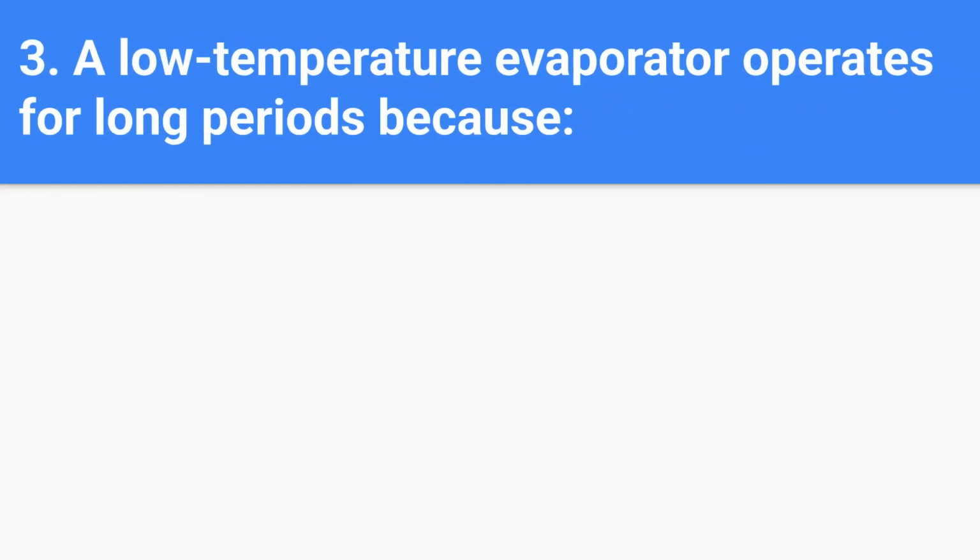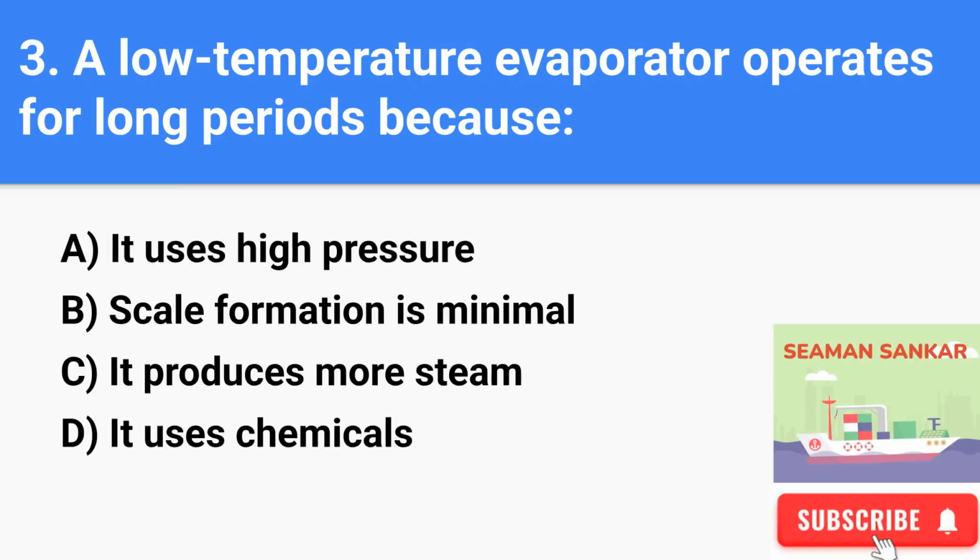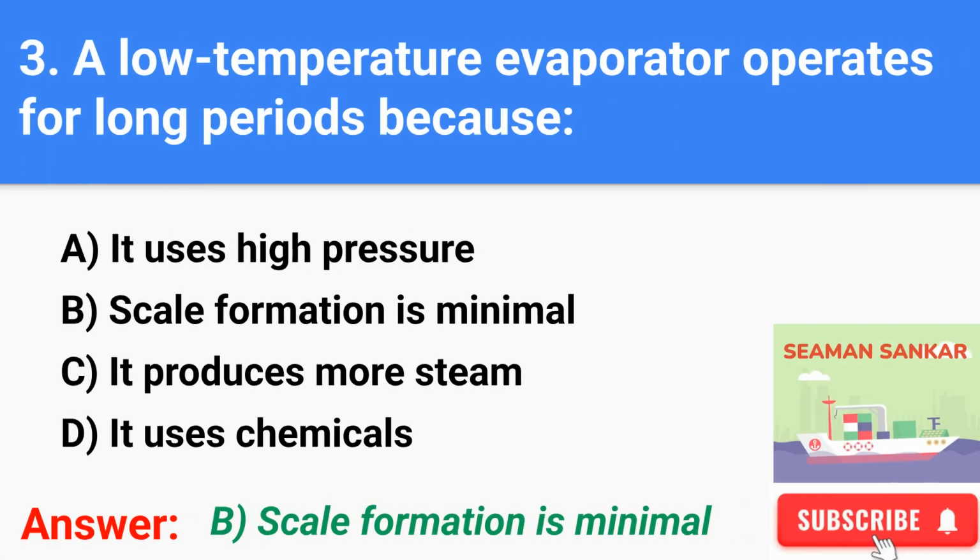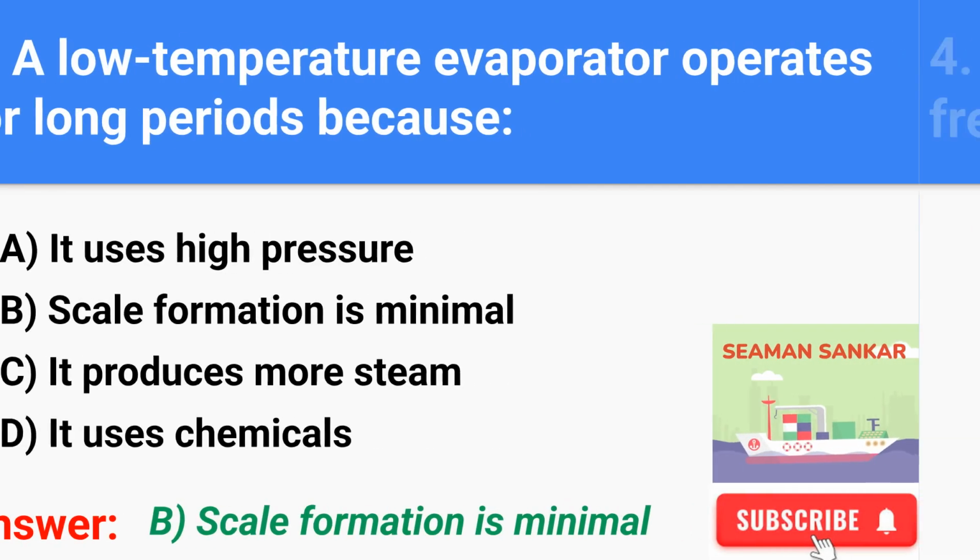Question 3. A low-temperature evaporator operates for long periods because A. It uses high pressure, B. Scale formation is minimal, C. It produces more steam, or D. It uses chemicals. The answer is B. Scale formation is minimal. Operating at lower temperatures minimizes the accumulation of scale.